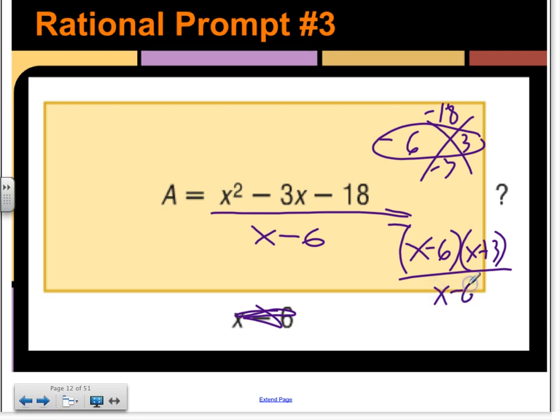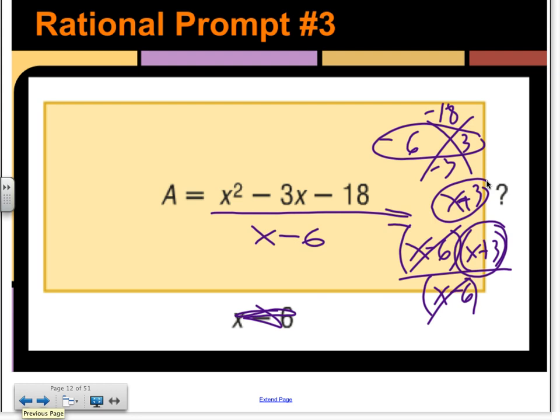So x minus 6. Notice that as an extra step, I put an extra parentheses to line up with it, right? Do you see anything in common? Yes, x minus 6. What's left over? x plus 3. And this represents what? The width. So you can now say the width is x plus 3.